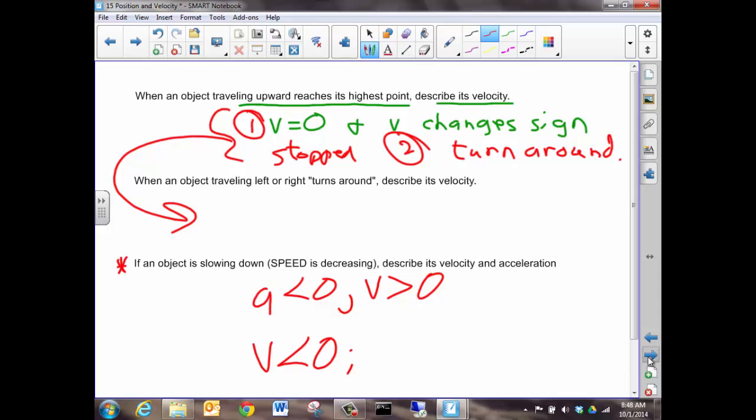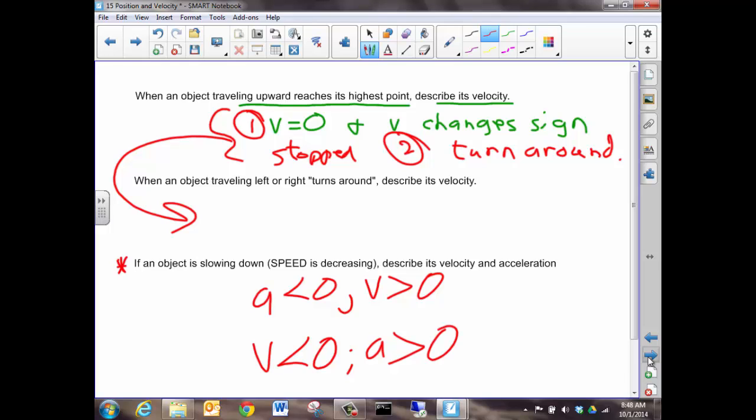Okay, so now let's think about this. Going backwards. I'm backing up. How do I come to a stop? How do I slow down from backing up? I've got to stop accelerating backwards, don't I? I've got to accelerate forwards. So if the velocity is negative, the acceleration has to be positive.